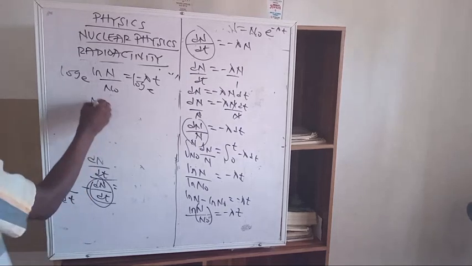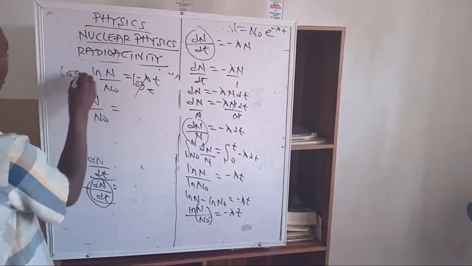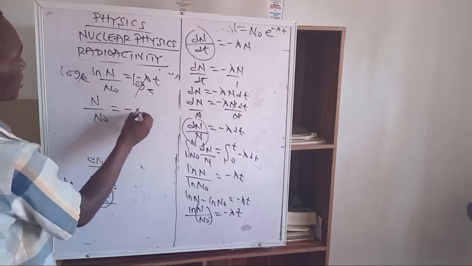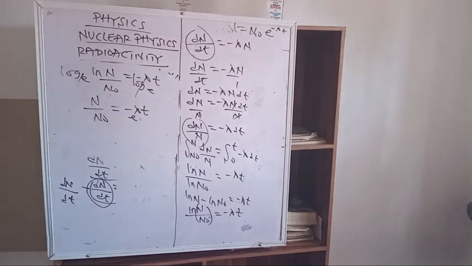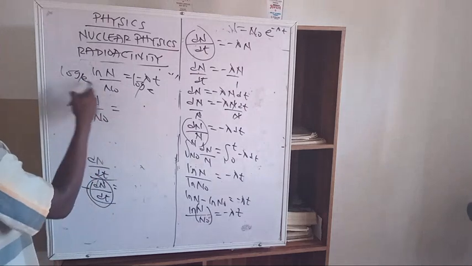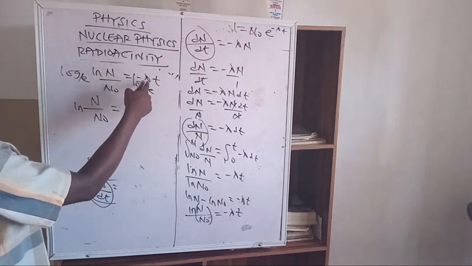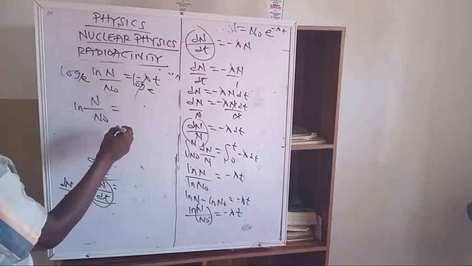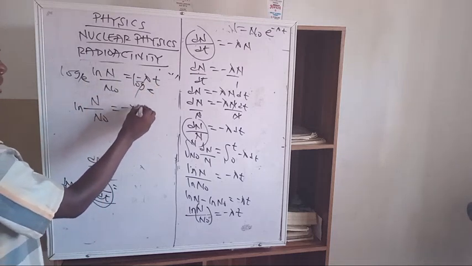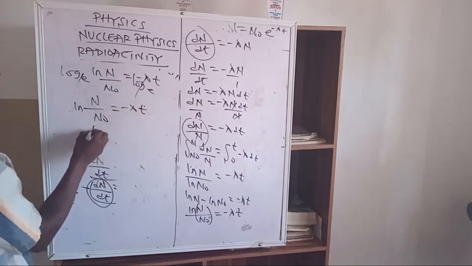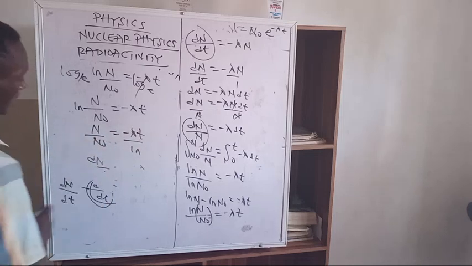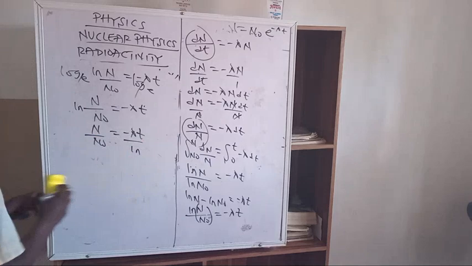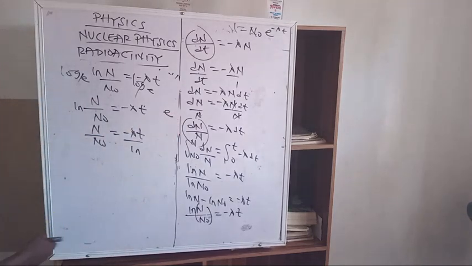So I have n over n naught is equal to, this log e has gone with the ln. So you have minus lambda t, and you have e here, because if this ln moves to the other side, you change to the inverse of ln. Let me do it accurately. This ln log e has cancelled, so you have ln n over n naught is equal to minus lambda t. If this ln is moving to this side, you are going to have n over n naught is equal to minus lambda t over ln, and the inverse of ln is given by the e. You press shift and ln on your calculator.